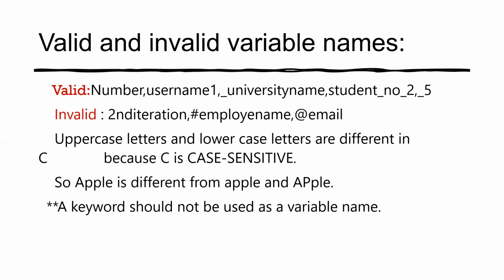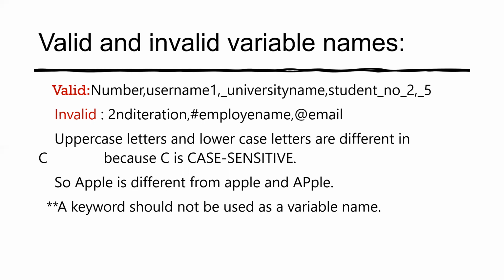Now let us see what are the valid and invalid variable names so that you will not make mistakes when you are writing programs. So these are some valid variable names. Number: it starts with a character, so it is fine. The second, username, is also fine. The third starts with underscore. Okay, so student_number, student_number_2 is also a valid identifier, and _5 is also a valid variable name.